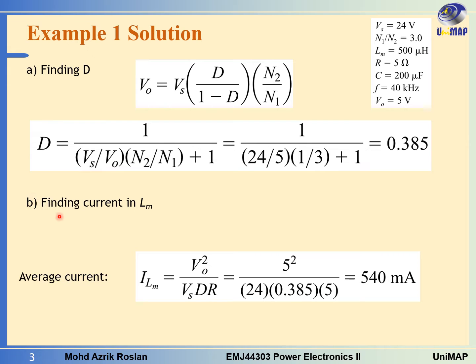The second part is you are required to find the current in LM, the magnetizing current. The average current is given by this equation. So you just plug in everything and you will get this value, 540 milliampere.